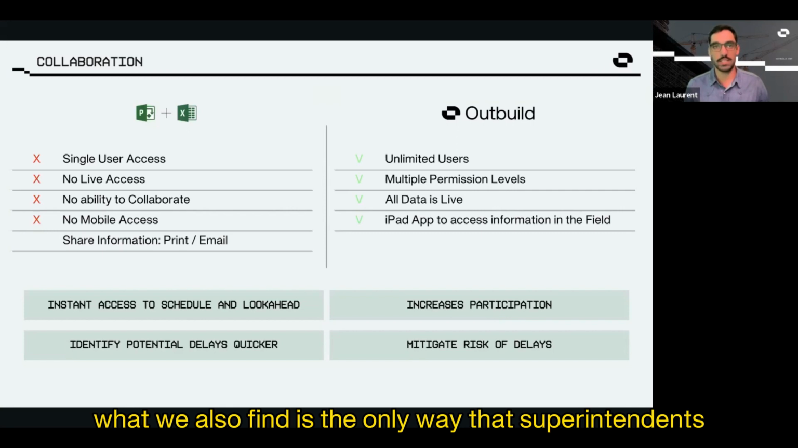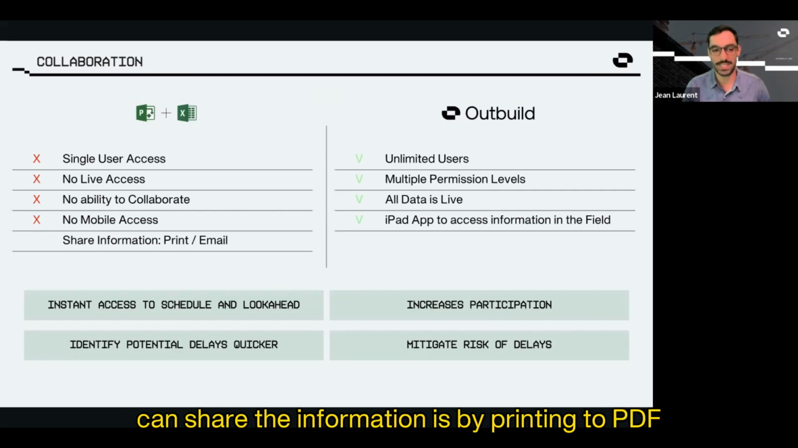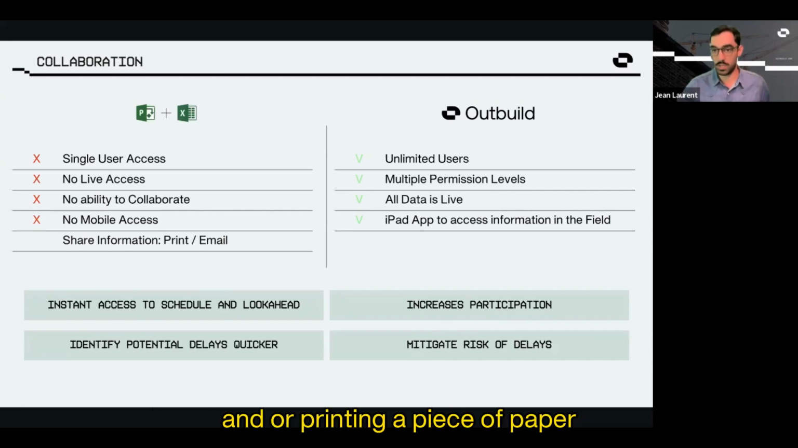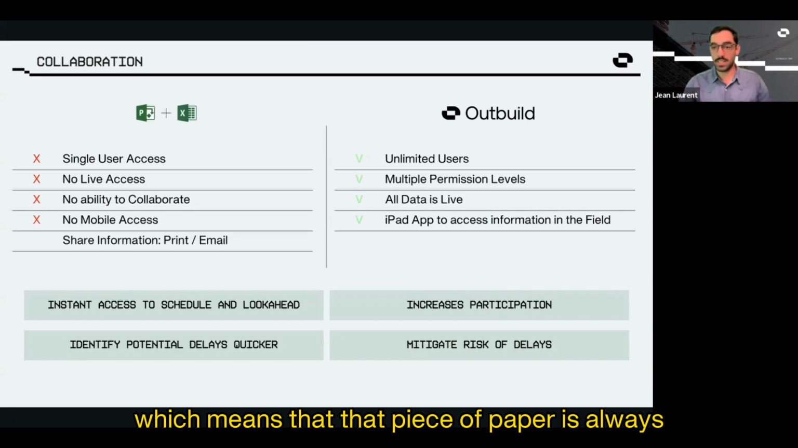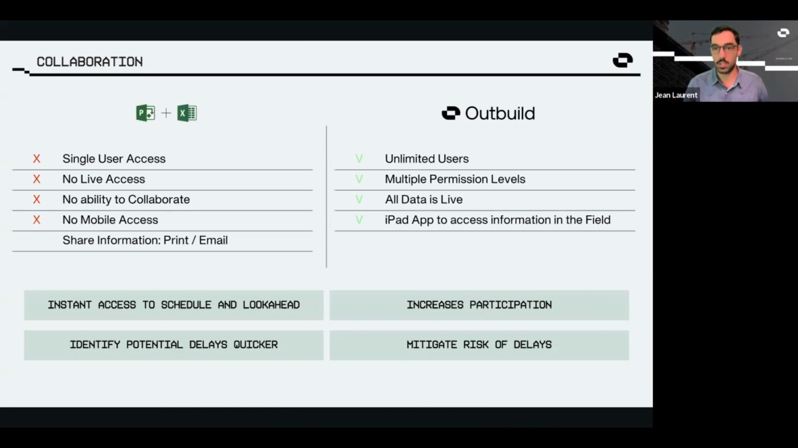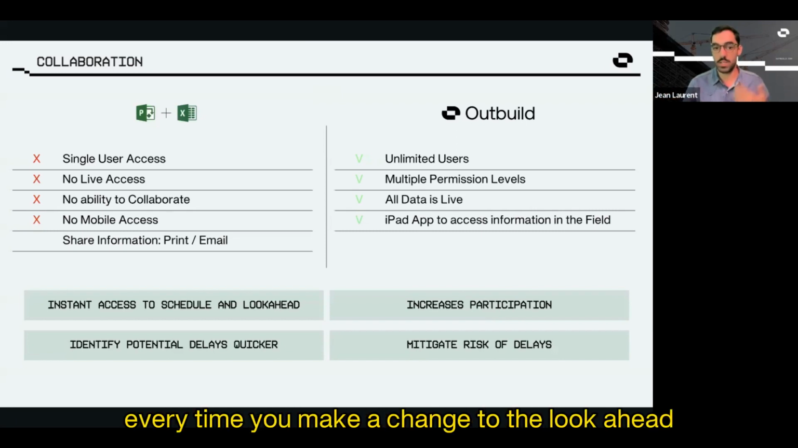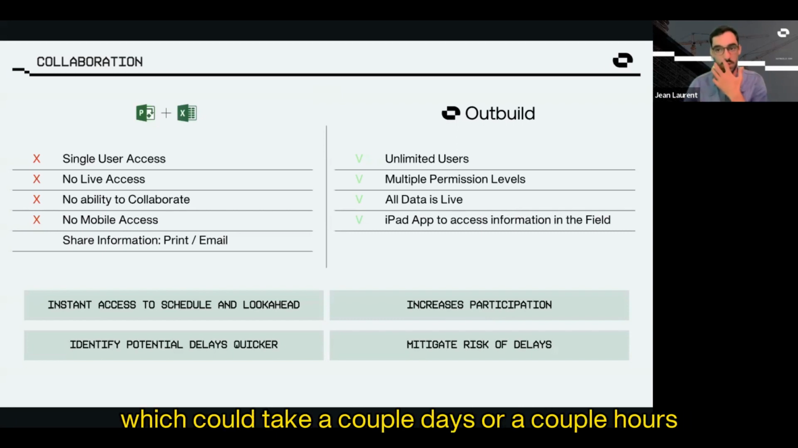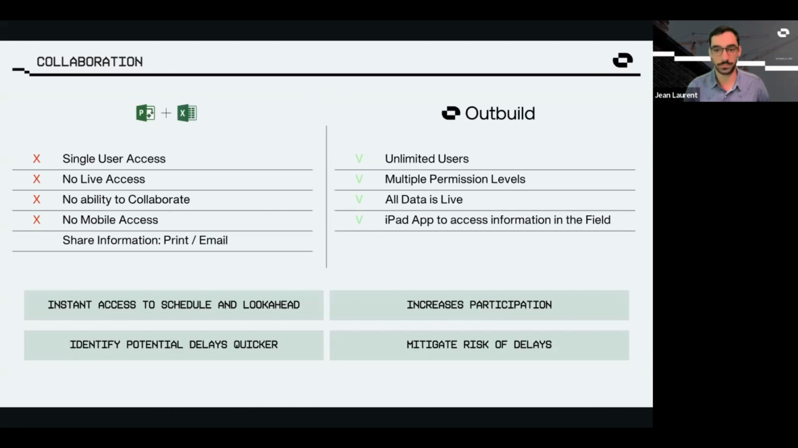What we also find is the only way that superintendents can share the information is by printing to PDF and sending an email to subcontractors, and or printing a piece of paper, which means that piece of paper is always showing outdated information. Every time you make a change to the look ahead, they have to go back and print and send it to everybody, which could take a couple of days or a couple of hours.